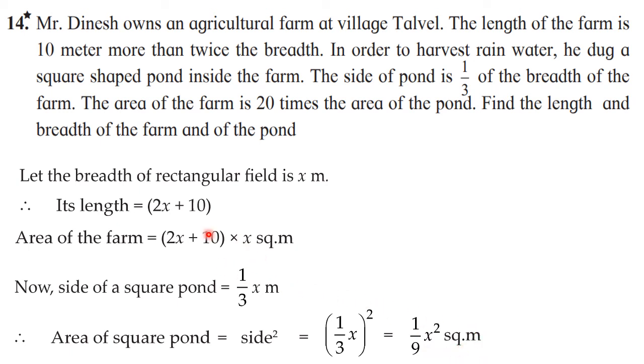So now we know the area of the farm and we know the area of the pond. So by reading the condition, we can get the equation now here. See, the area of the farm means this 2x plus 10 into x is equal to 20 times the area of the pond. Means what? 20 into 1 upon 9x square. Okay, so easily we can write down the equation now. This term will come on left hand side, then equal to, then 20 into this term, that is 1 upon 9x square. Okay, so in this way we can write down the equation.